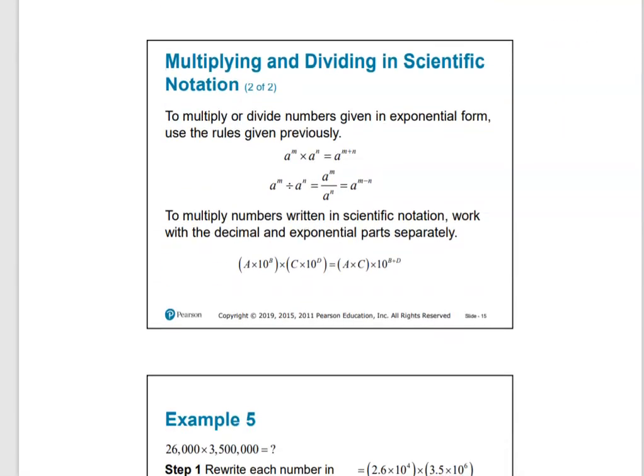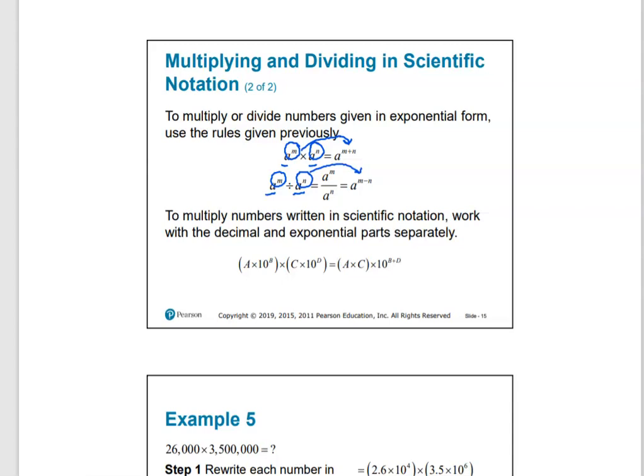So, to multiply or divide numbers given in exponential form, use the rules given previously. If we've got the same base and we're multiplying, we add the exponents. If we have the same base number and we're dividing, then we're going to subtract our exponents.